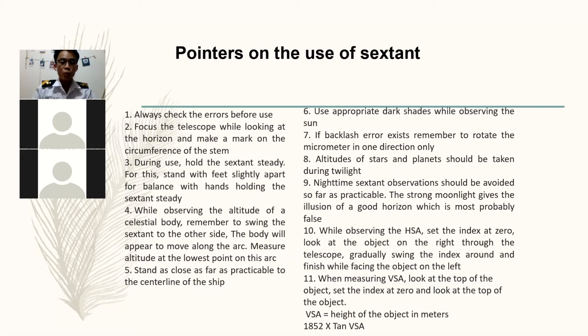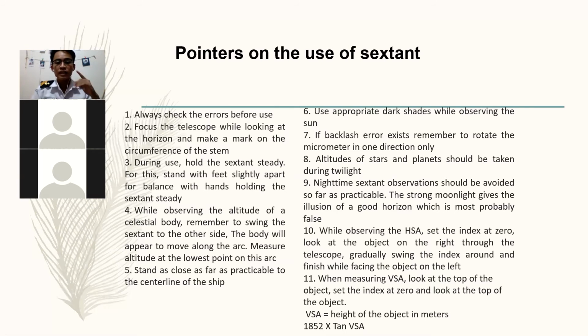Number four is while observing the altitude of the celestial body, remember to swing the sextant to the other side. The body will appear to move along the arc. Measure altitude at the lowest point on this arc. Number five is stand as close as practicable to the center line of the ship. We have not been aboard a ship yet, but as we can see in the video and picture, there is a part of the ship outside the bridge that is the center line of the ship. That is the perfect spot to use the sextant.